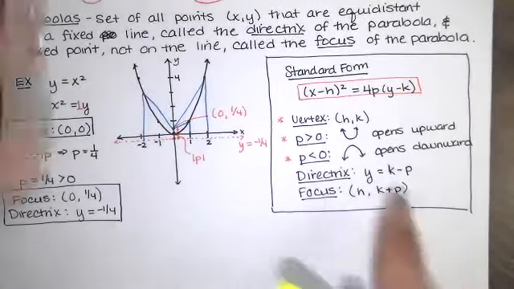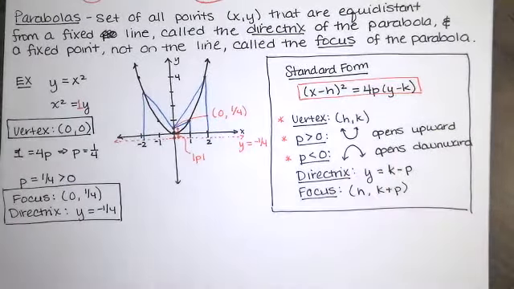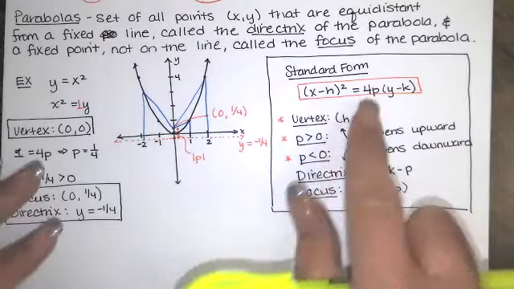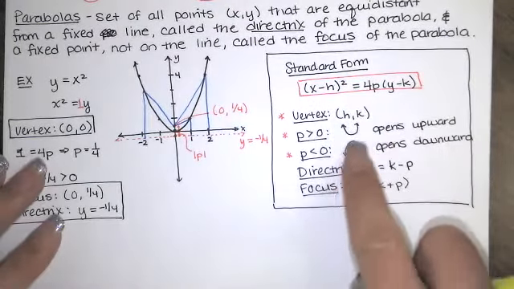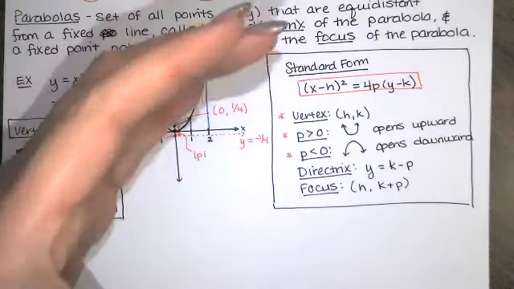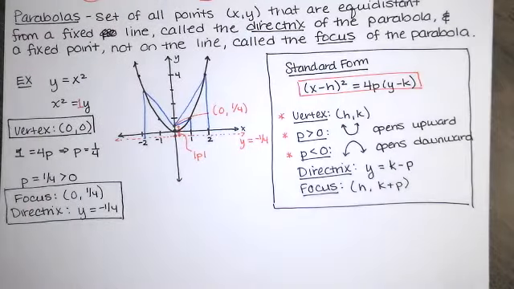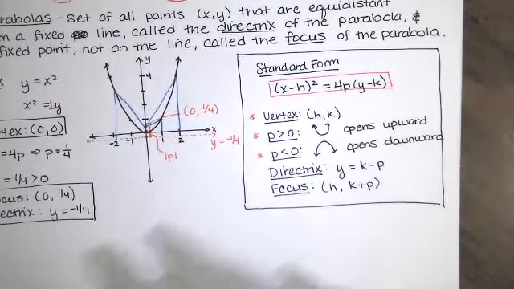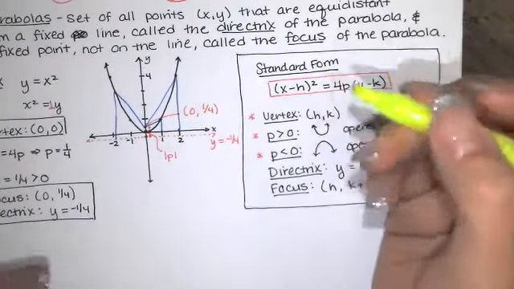It wouldn't necessarily have to be written in this form. It doesn't have to be opening upward or downward, left or right. It could open on an angle. But we were never taught about standard form of parabolas that open on an angle. So all of our parabolas are going to open upward or downward or left and right.